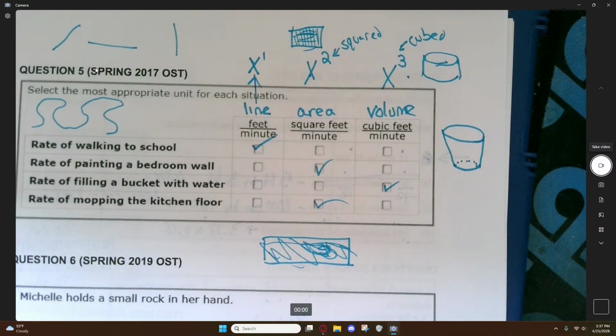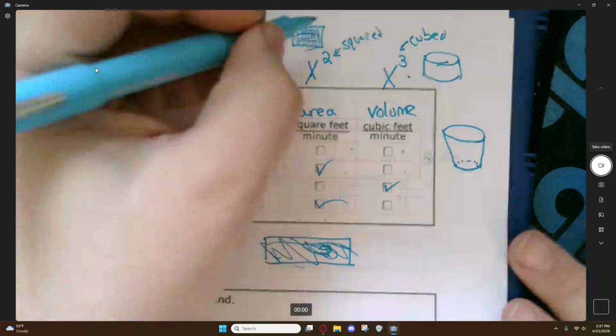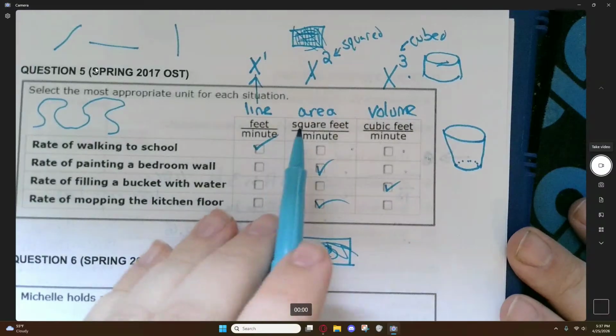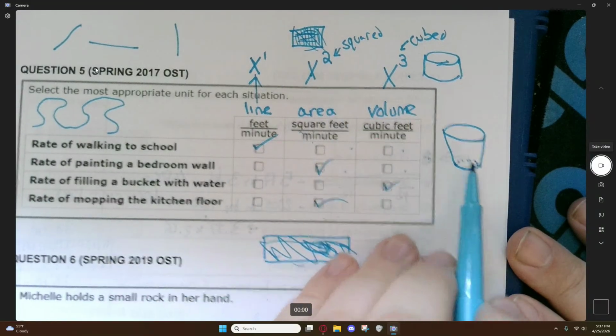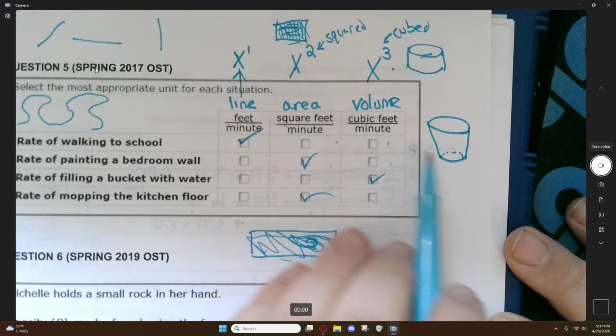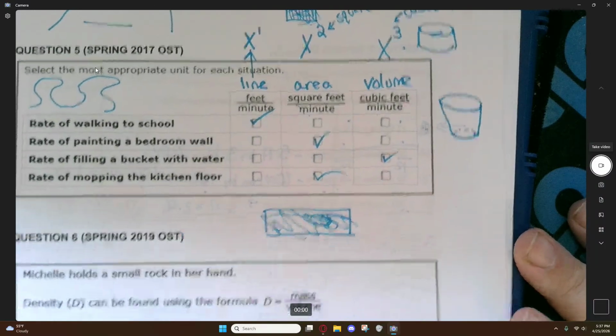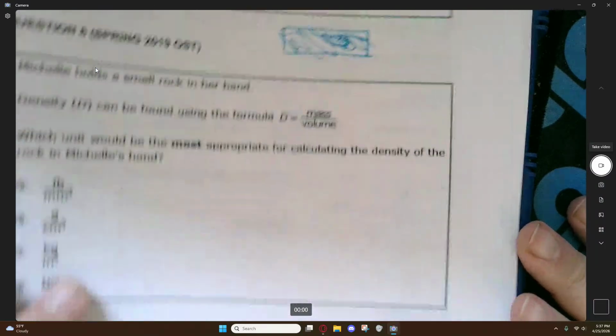If you think in one dimension, if you think in one direction at once, you are going feet per minute. If you're thinking 2 dimensions at once, like filling in a box, you're going square feet. If you're thinking of 3 dimensions at once, filling something, you're going with cubic feet.